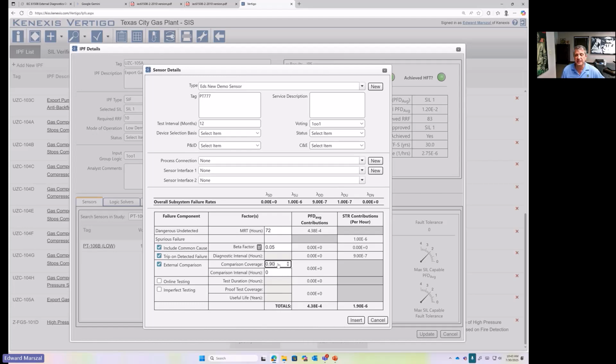In that training class, you'll see that when we were comparing two transmitters, we assumed 90%. And when we were comparing three transmitters in a 2 out of 3 vote, we assumed 99%. Well, it turns out that there's actually a basis for where those numbers came from. And that basis is not IEC 61511. IEC 61511 gives you no guidance on this, no help whatsoever, because this is kind of an equipment vendor in the weeds details.